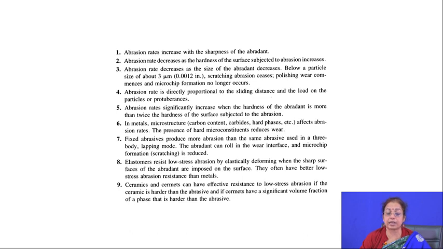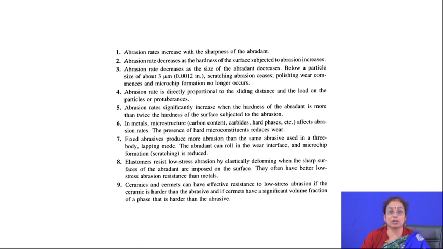It decreases as the hardness of the surface subjected to abrasion increases. Naturally, as your material hardness increases, the wear will decrease. So, as you mentioned, if you apply a very thin hard layer on the surface, you can decrease the wear rate to a large extent, particularly when it is low stress abrasion.